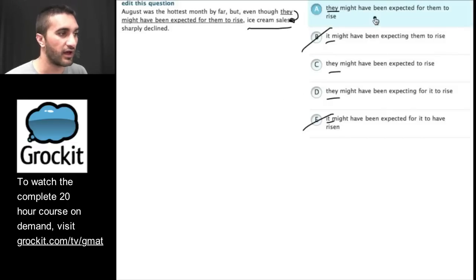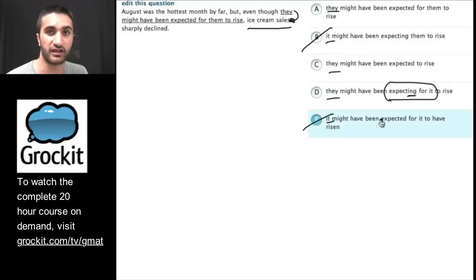So now we have: they might have been expected for them to rise, they might have been expected to rise, they might have been expecting for it to rise. So expecting for it to rise seems wordy, and the GMAT often does not like words that have ings, unless it's an appropriately useful gerund, and I don't know why we have to change expected to expecting here. Now, this is a very sort of last second GMAT rule.